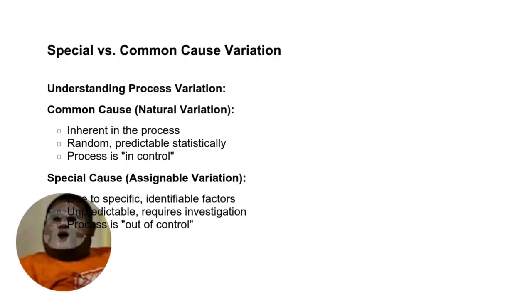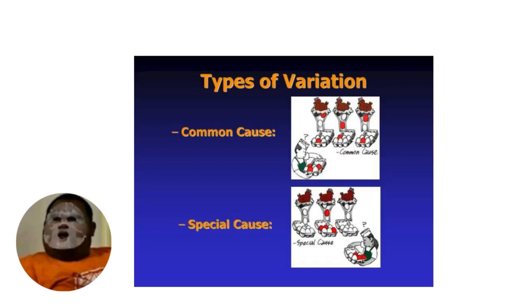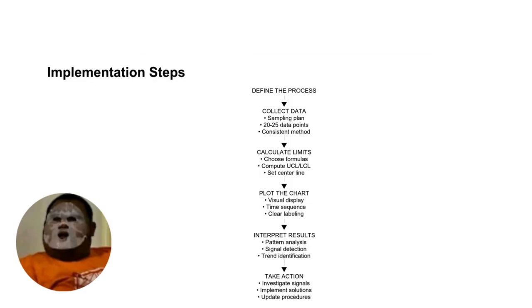Special versus common cause variation. Understanding process variation: common cause is inherent in the process, random, statistically predictable. The process is in control. Special cause is assignable variation due to specific identifiable factors, unpredictable, and requires investigation. The process is out of control. These are the types of variation: common cause and special cause.